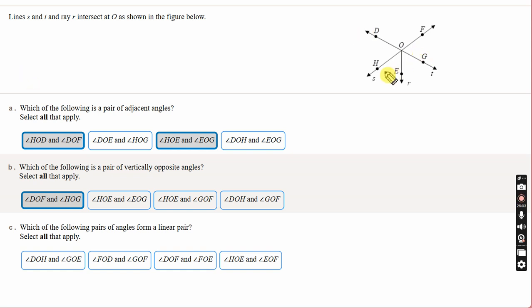Now let's do HOE and EOG. Now look at this, they're having a common ray. This is an adjacent angle, not an opposite angle. Okay, the next one, HOE and GOF. Okay, this is an opposite angle because again they're forming two opposite V's. So we'll be choosing this, and let's check the last one.